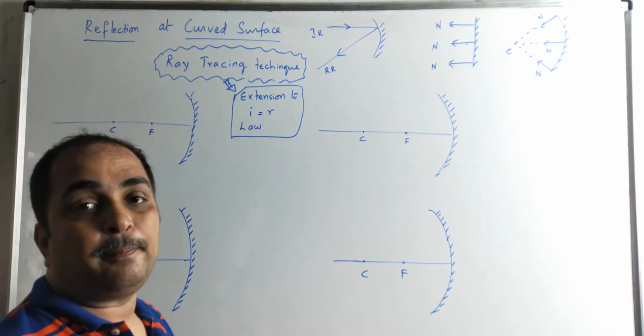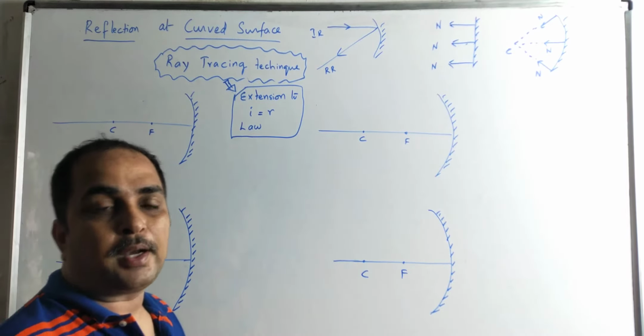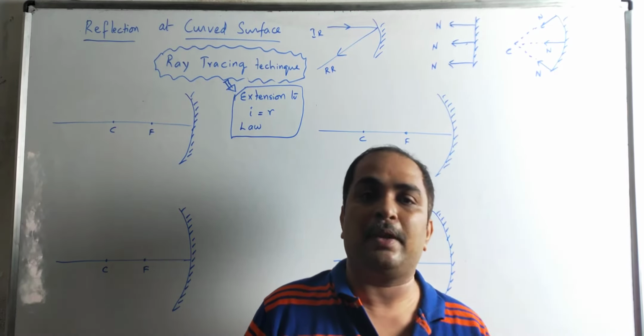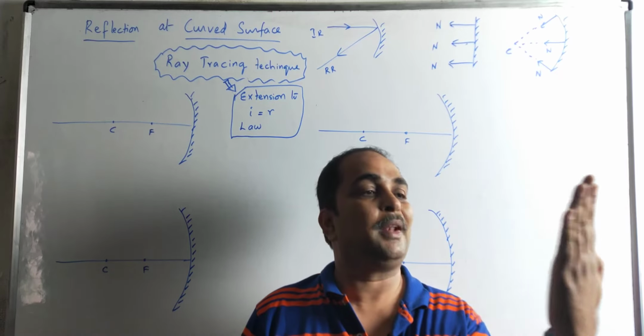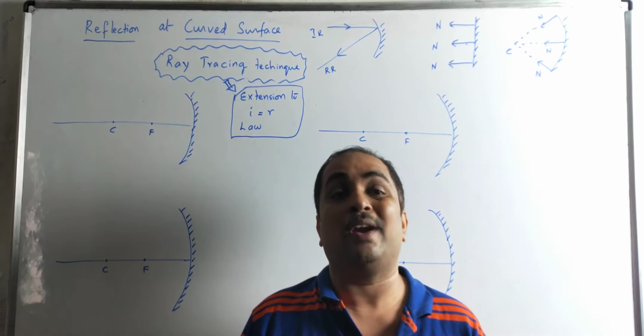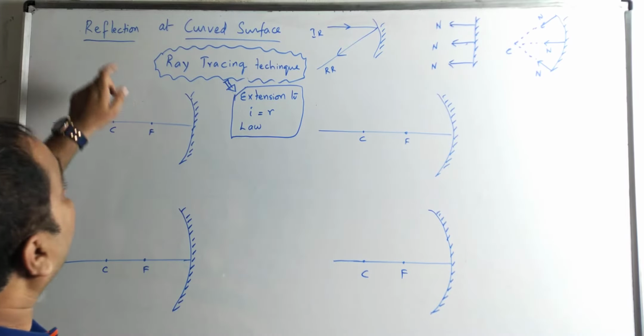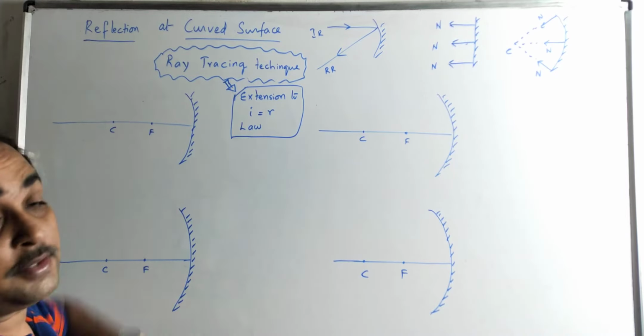Yesterday we completed on the green board regarding reflection at plane surface, like a mirror, flat mirror, what you see in your houses. If at all the mirror, instead of being flat like this, it is curved, what happens? That is what today's lecture is. So heading is reflection at curved surface.